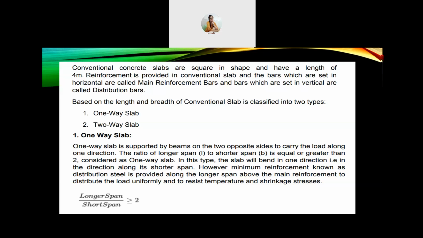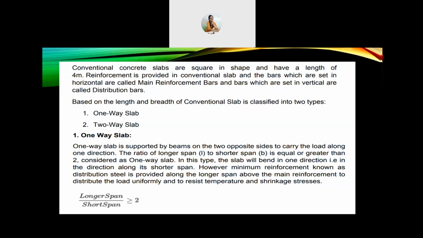Based on the length and breadth of conventional slab, it is classified into two types. Number 1, one-way slab. Number 2, two-way slab. So what is a one-way slab? A one-way slab is supported by beams on the two opposite sides to carry the load along one direction. The ratio of longer span, denoted as l, to the shorter span, denoted as small b, equal to or greater than 2, is considered a one-way slab.